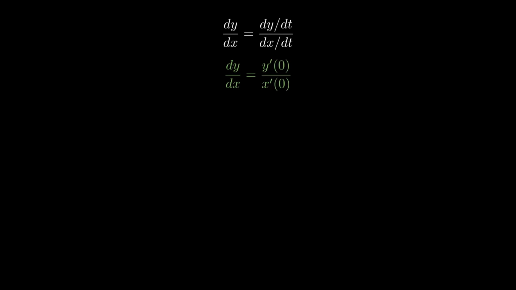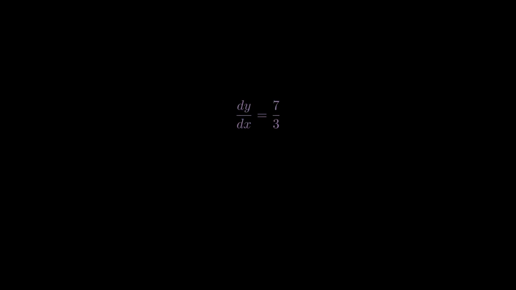So we simply plug in 0 into our expressions for dy over dt and dx over dt to get that dy over dx equals 7 over 3. So that's the slope. That means our equation for the tangent line can be represented as y equals 7 over 3 x plus b.